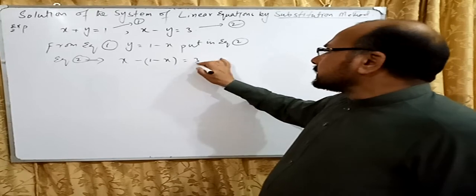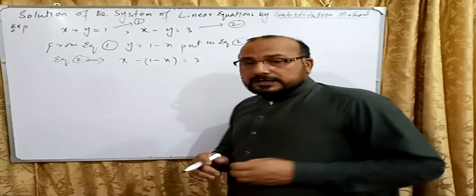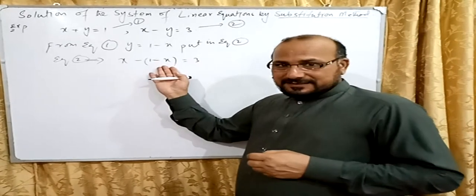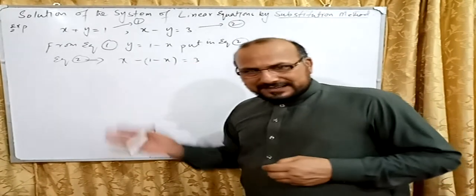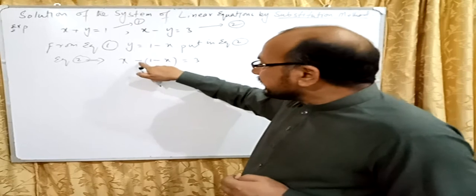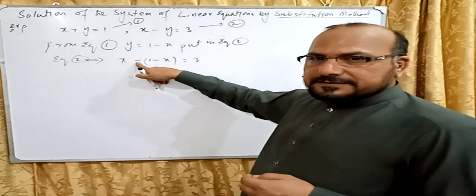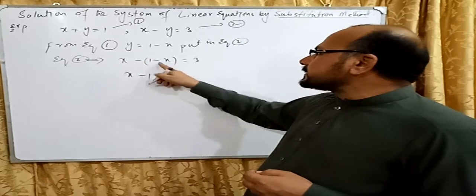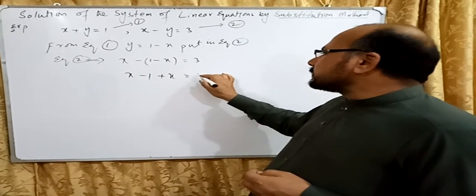After that, you will convert the two variable equation into one variable form like I did here. If you see, here we have only x. Now, remove the bracket and multiply this negative sign inside the bracket. So, x minus 1, minus into minus plus x equal to 3.